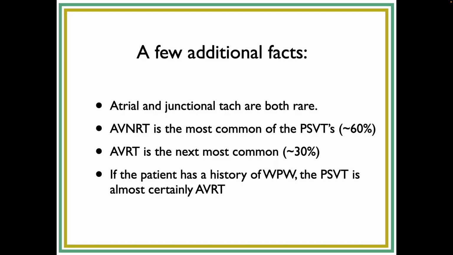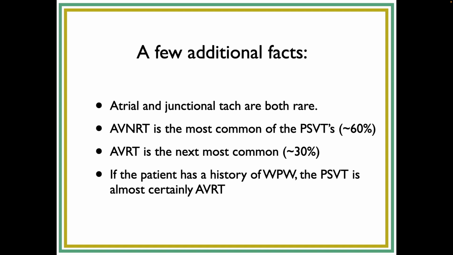Now, here's just a few additional facts. Atrial and junctional tach are both pretty rare. Okay, I've presented them as though they're all equal. They're not. The most common are AV-NRT and AVRT. So AV-NRT, that's the one round and round the AV node. That's the most common of the PSVTs, the SVTs that you see. About 60% will be AV-NRT. You won't know that, but it just is a fact. AVRT is the next most common. If the patient has a history of WPW, they tell you, or it's in their medical history, and they're in SVT, the likelihood of it being AVRT is high, because you've got the underlying mechanism there.